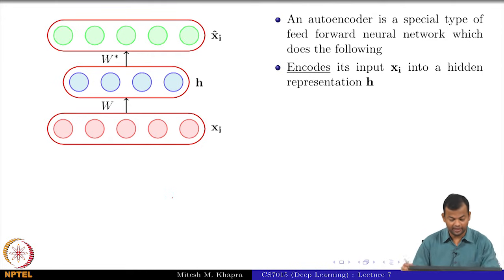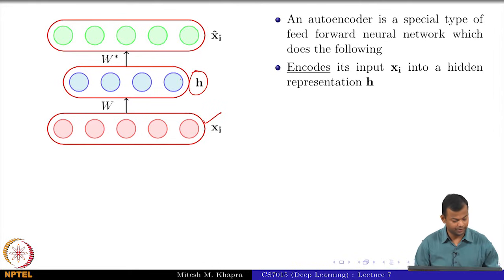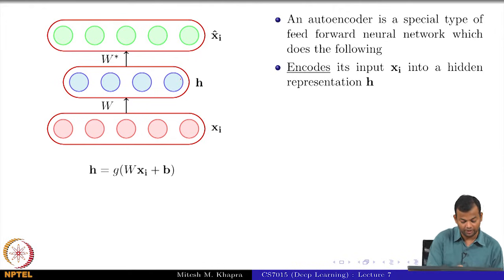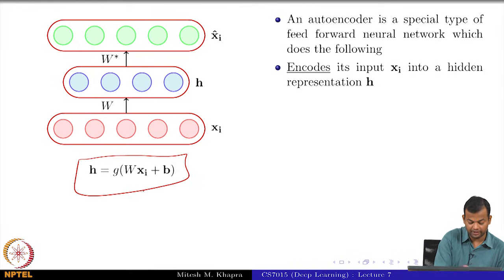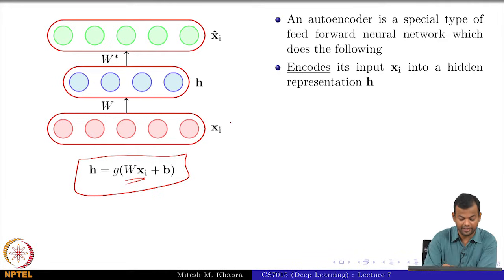What it does is it encodes its input xi to a hidden representation h, and it uses an encoder function to do this. This is what the encoder function does. It first does a linear transformation. So, W is a matrix and xi is a vector, and you again have the bias b as a vector. Let us look at these dimensions, let us try to fix some dimensions.